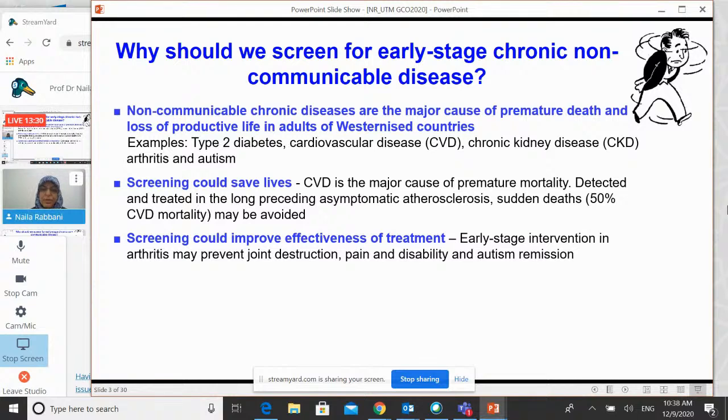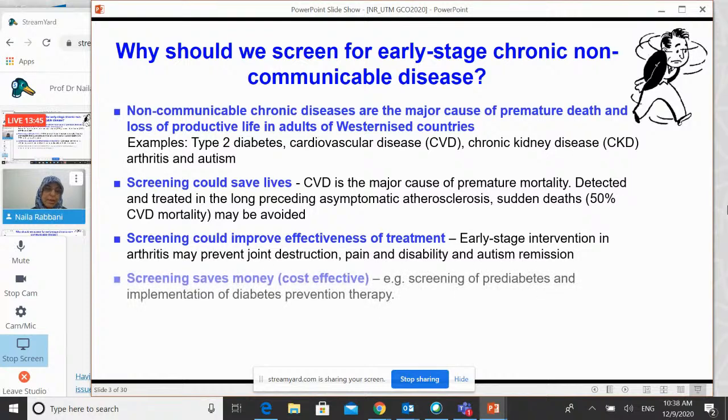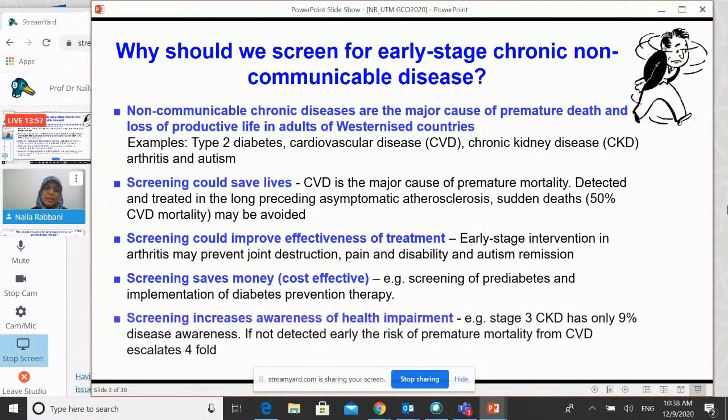Screening could improve the effectiveness of treatment. For example, early stage intervention in arthritis may prevent joint destruction, pain, and disability. In autism, there is a possibility of remission if treated earlier. Screening saves money; it's also cost effective. Screening of prediabetes and implementation of diabetes prevention therapy, and screening increases awareness of health impairment. Stage 3 CKD has only 9% disease awareness. If not detected early, the risk of premature mortality from CVD escalates fourfold.